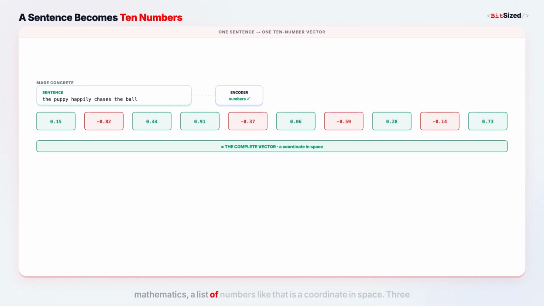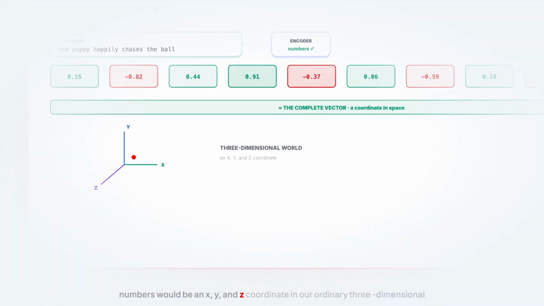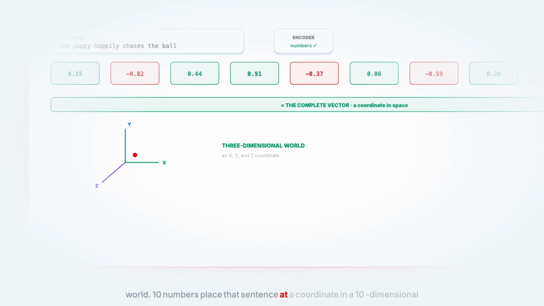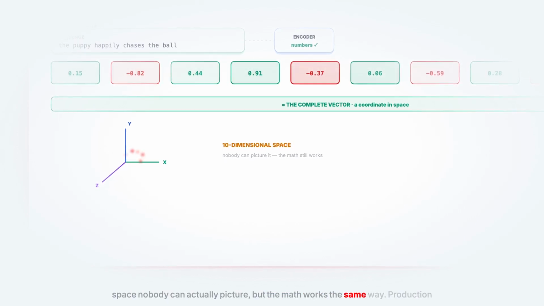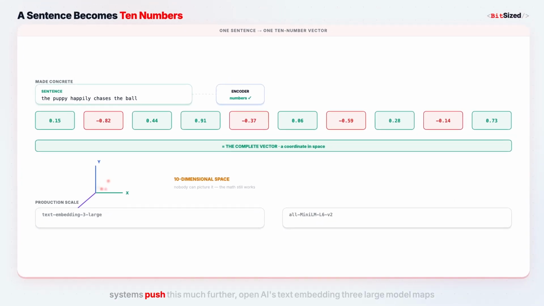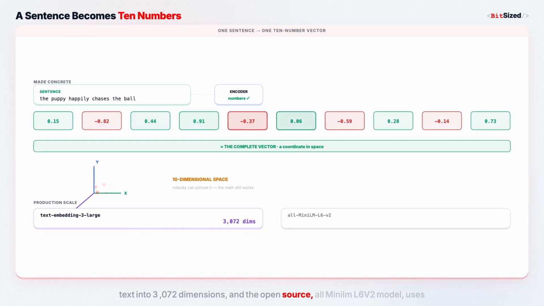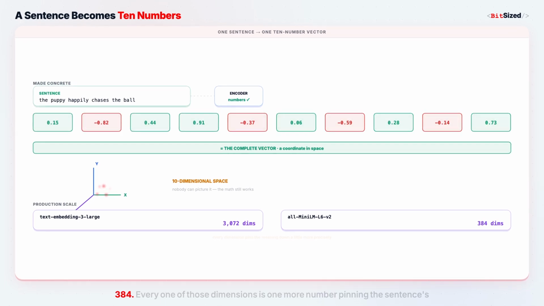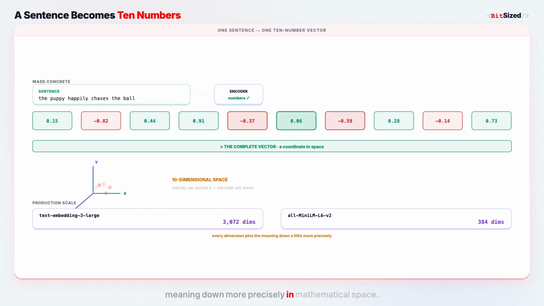In mathematics, a list of numbers like that is a coordinate in space. 3 numbers would be an x, y, and z coordinate in our ordinary 3-dimensional world. 10 numbers place that sentence at a coordinate in a 10-dimensional space nobody can actually picture, but the math works the same way. Production systems push this much further. OpenAI's text-embedding-3-large model maps text into 3072 dimensions, and the open source all-MiniLM-L6-v2 model uses 384. Every one of those dimensions is one more number pinning the sentence's meaning down more precisely in mathematical space.